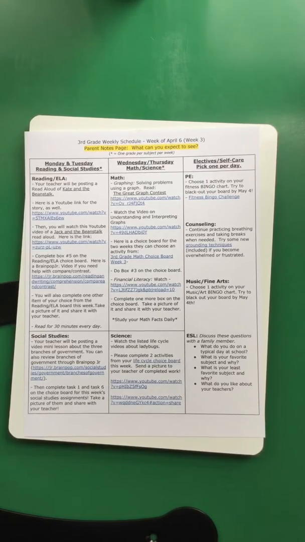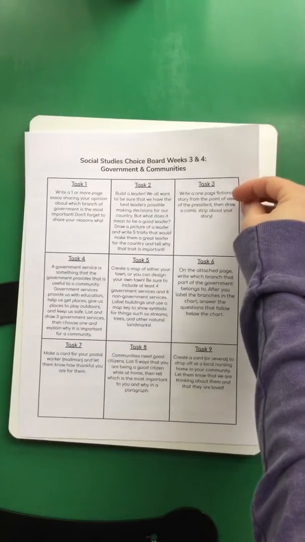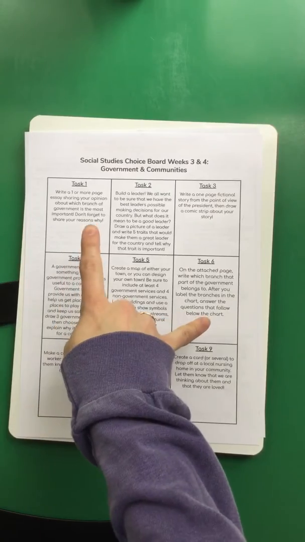So I'm going to post an anchor chart for that and a video to re-explain it. There's also a BrainPop Junior link for that as well. I don't think the BrainPop Junior link is for state government, but all the levels of the government work similarly, so it wouldn't hurt them to watch that. Then it says complete task 1 and task 6 on the choice board for this week's social studies assignments. Take a picture of them and share with your teacher. So you would just go find in your packet the social studies choice board. It said task 1 and task 6.